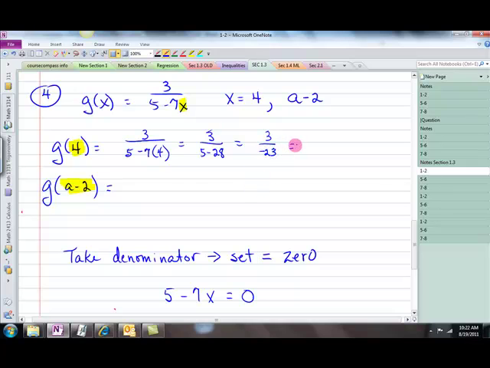And usually in MATLAB they don't like the negatives on the bottom, so put it out in the middle of the fraction. Okay? All right, same thing with a minus 2.